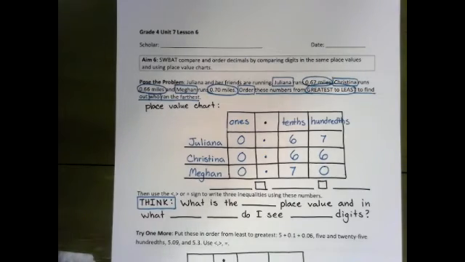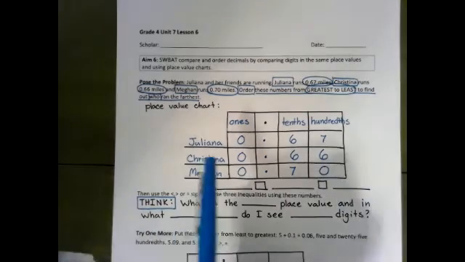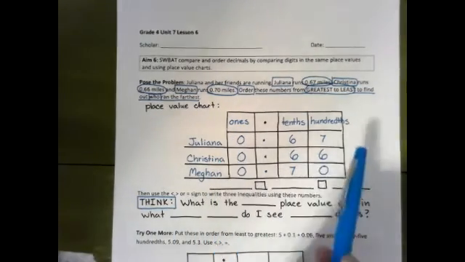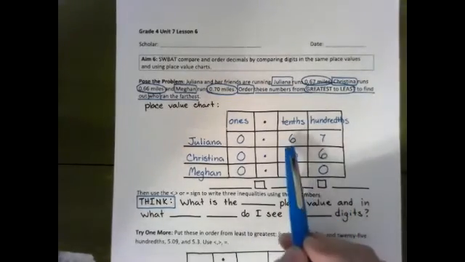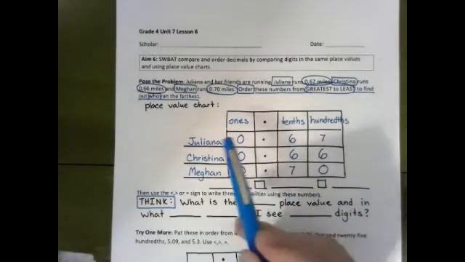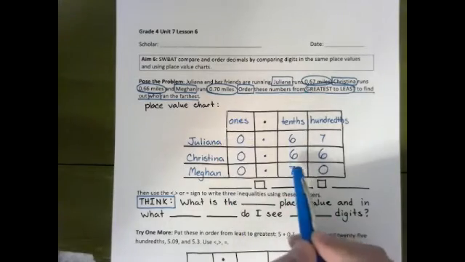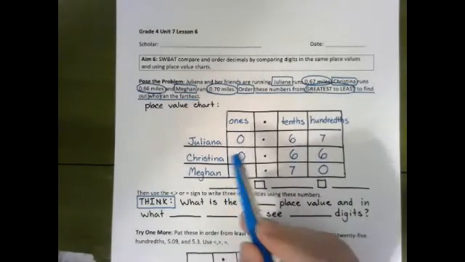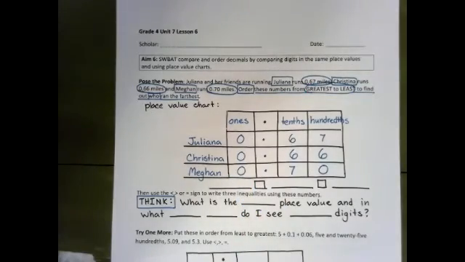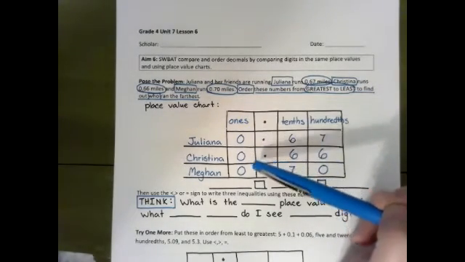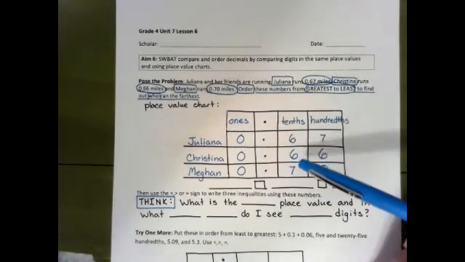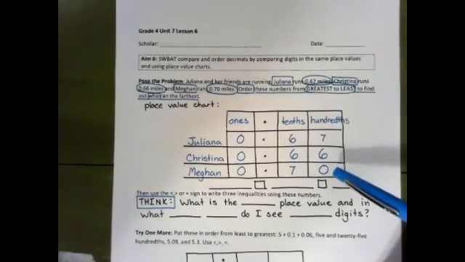How did you represent each distance the girls ran in your place value chart? Do you have 67 hundredths for Juliana, 66 hundredths for Christina, and 70 hundredths for Megan? Great job. Looking at your place value chart, where should we look to figure out which decimal has the greatest value? Are we going to look in the ones column, in the tenths column, or in the hundredths column?